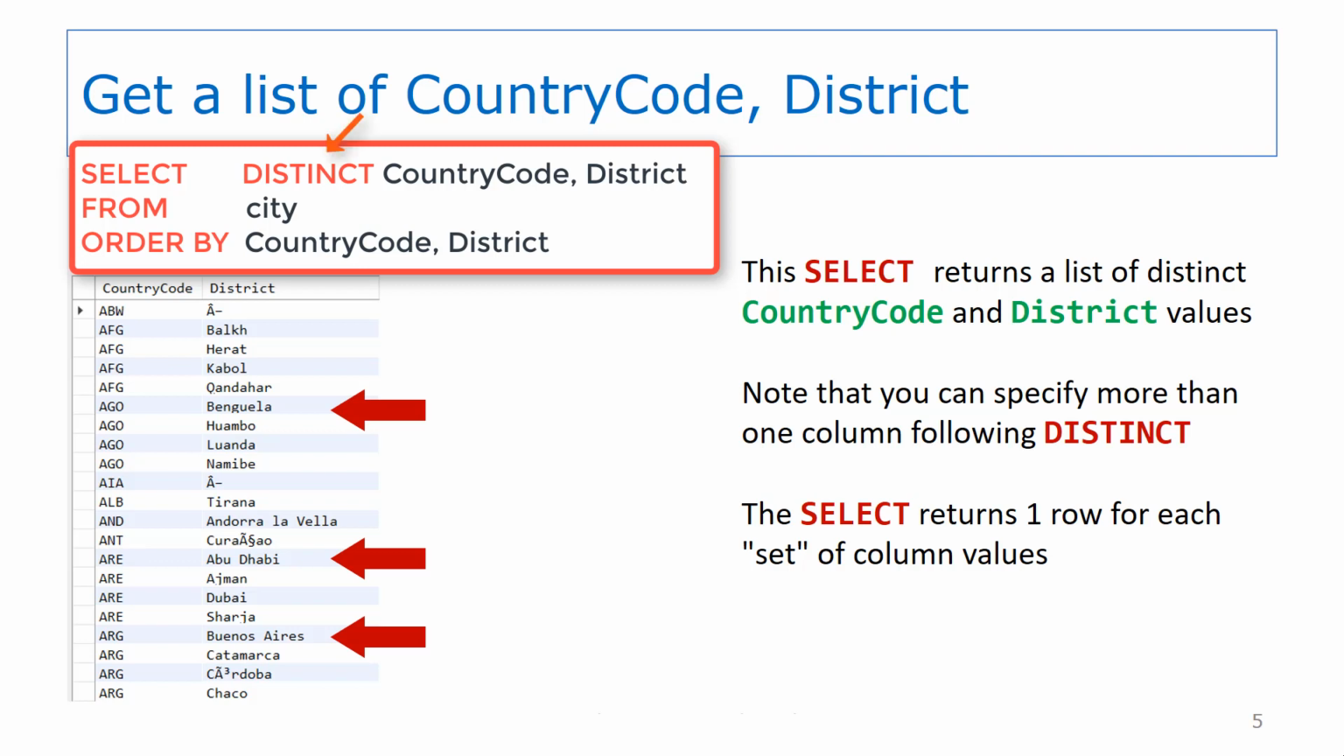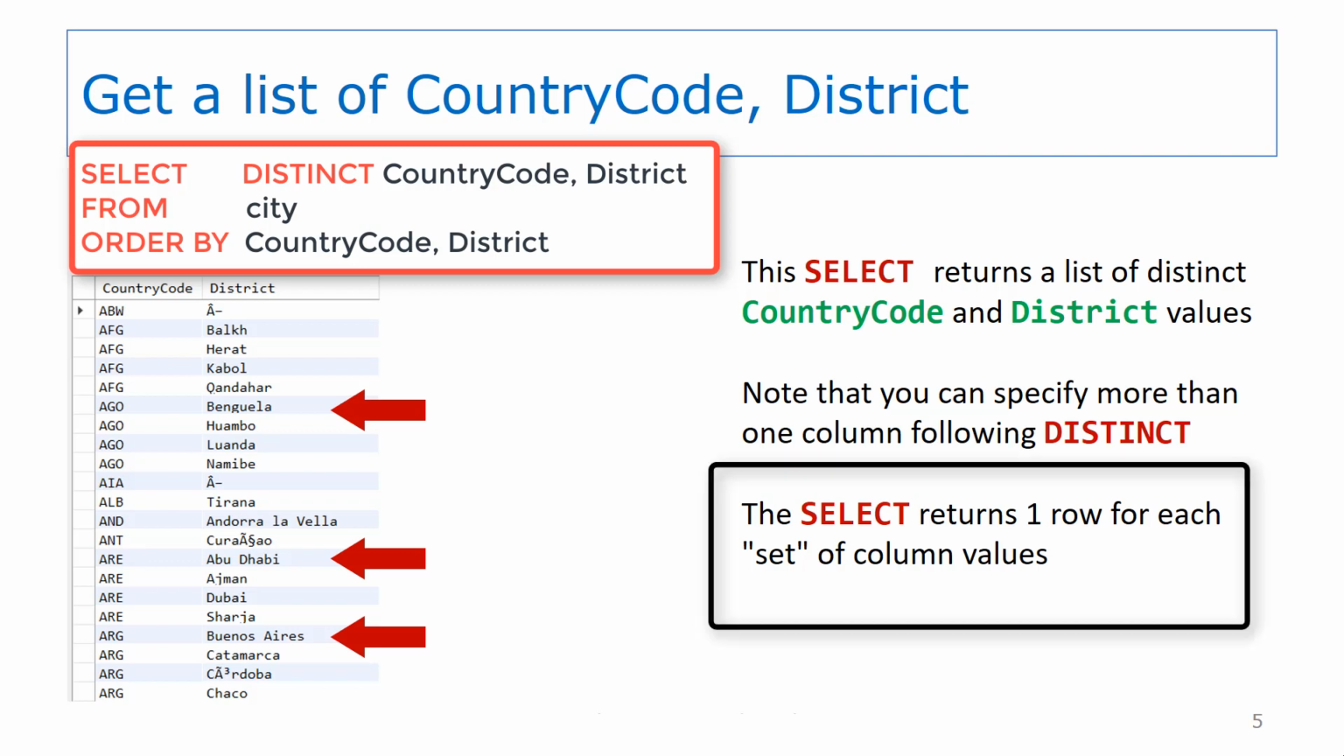In this select, we have specified DISTINCT followed by the column names, country code, and district. The red arrows are pointing to the district names that appeared more than once on the previous slide where the DISTINCT keyword was not used. When you use a DISTINCT with more than one column, SQL selects just one of each row in the set of column values. In this case, I am using the word set to describe the combination of values that you get from the column names.